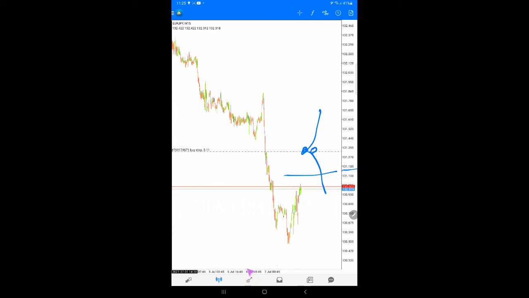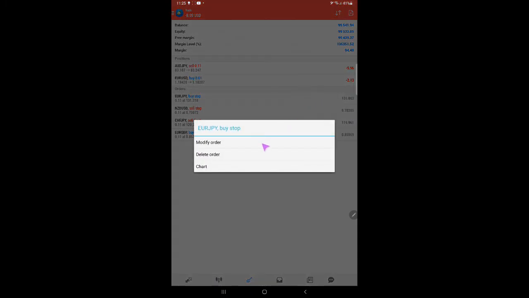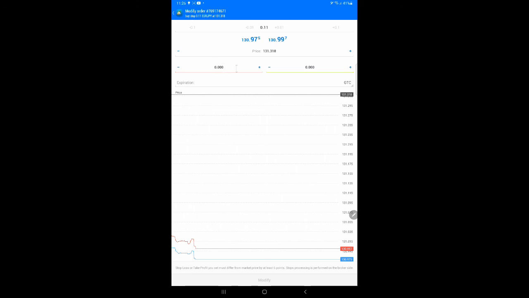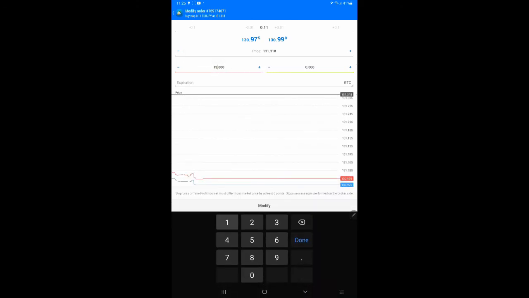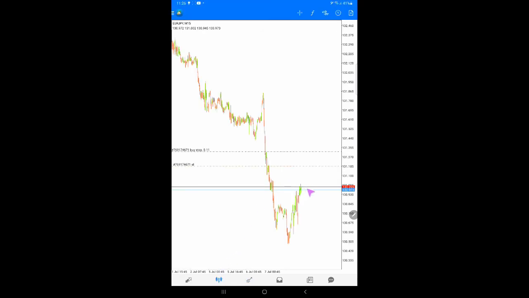131.185. So I'll go back to my trade. I'll hold it and then I'll modify 131.185. So I click modify. Going back there, you see I have my entry and I have my stop loss.